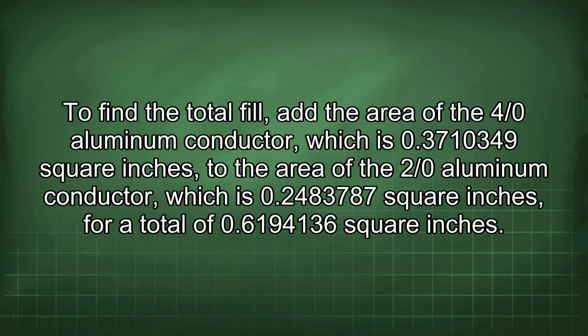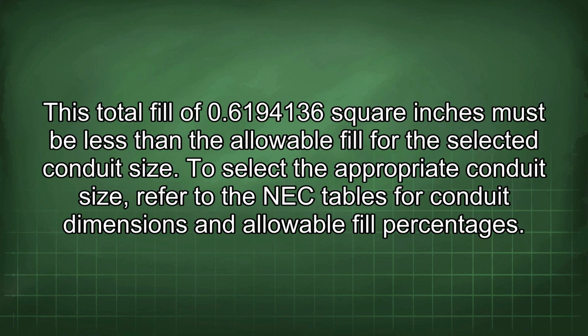To find the total fill, add the area of the 4/0 aluminum conductor, which is 0.3710349 square inches, to the area of the 2/0 aluminum conductor, which is 0.2483787 square inches, for a total of 0.6194136 square inches. This total fill of 0.6194136 square inches must be less than the allowable fill for the selected conduit size.